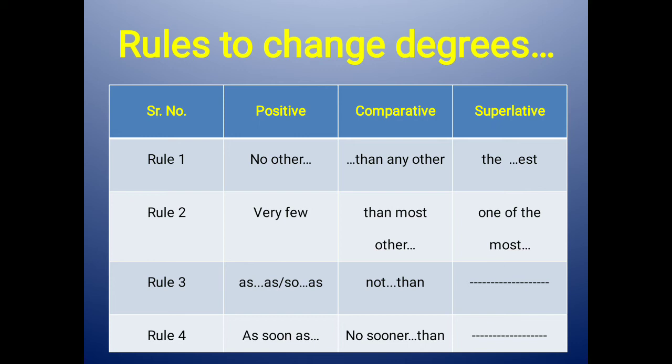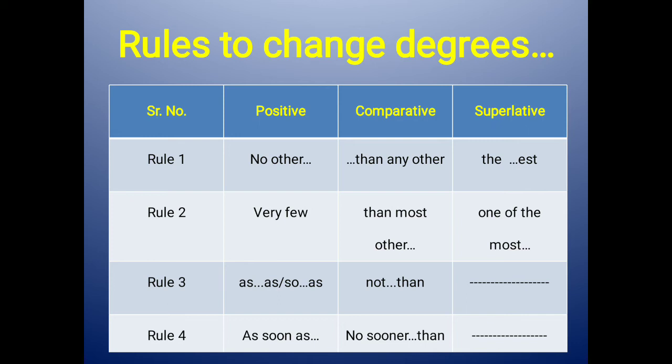For each and every word it's not possible to add "er" or "est", but commonly we are adding "er" and "est" to change the degrees. So if we have any one of the sentences with "the" and "est", then in the comparative degree we need to use "than any other", and in our positive degree we need to start with "no other", right? This is the first rule.